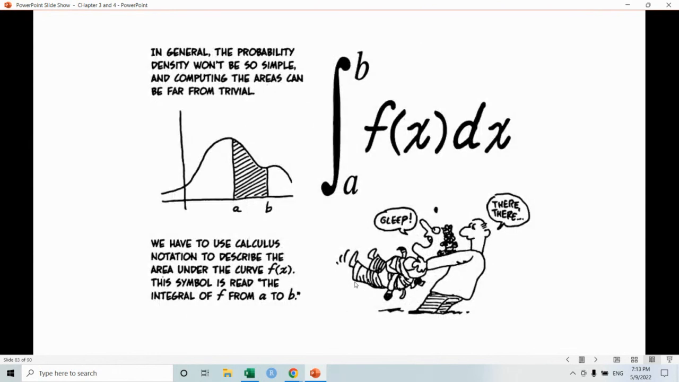So in general, the probability density won't be so simple, and computing the areas can be far from trivial. So this is the integration of f of x dx, but we're not going to go into the calculus level. We're not theoretical statisticians right now. So just know that when we're finding the means of a continuous distribution mathematically, we're going to use some calculus shortcuts without having to actually do the calculus.